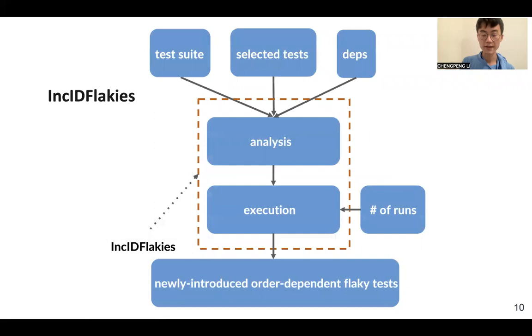The input for iNKIDFlakies is the whole test suite, selected tests, and dependency maps between tests and code provided by the RTS technique. It has two main components, the analysis part and the execution part. Finally, it will output the newly introduced order-dependent flaky tests at this commit.